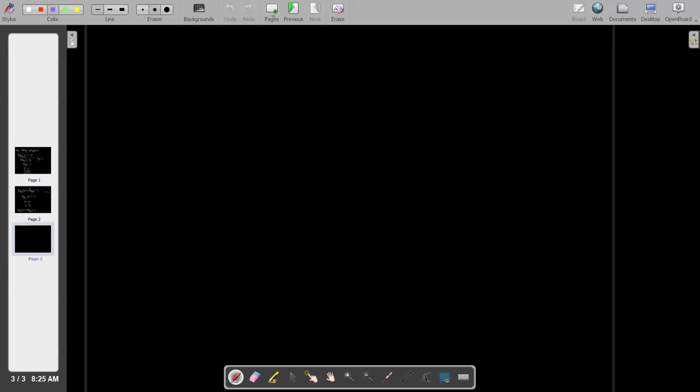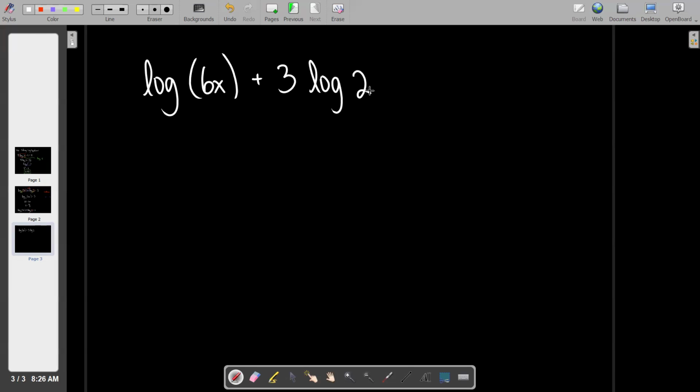All right, we got 2 more. Which one do you want, the plus or the minus? Plus. Okay, so let's do log of 6x plus 3 log of 2. Let's do another one with an equal to 0.